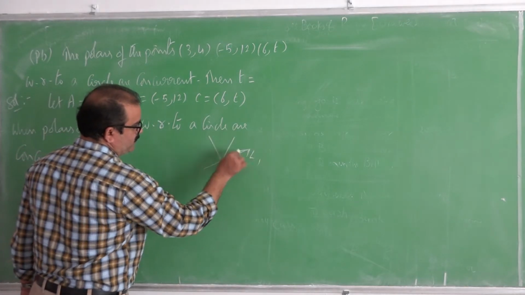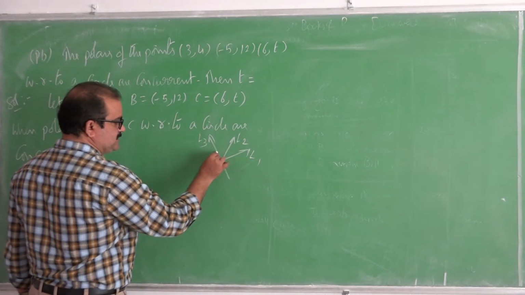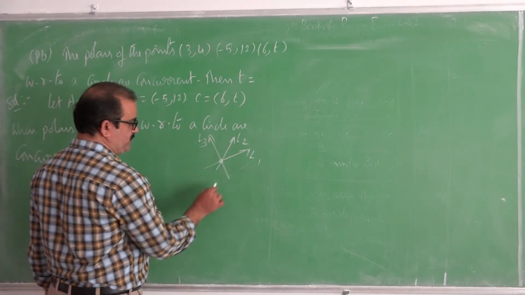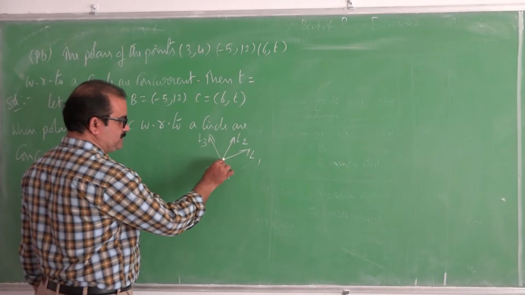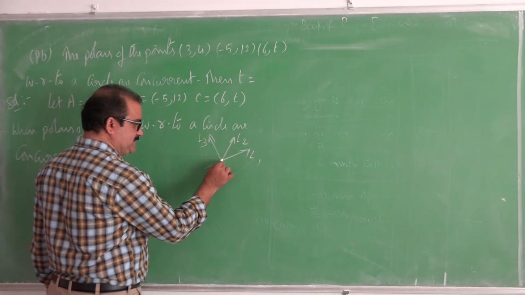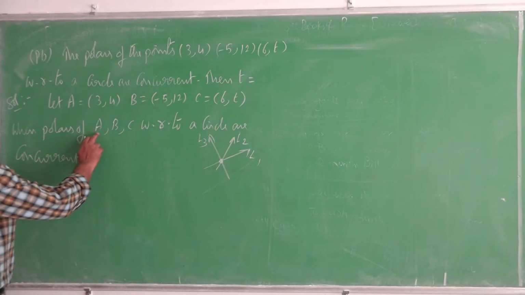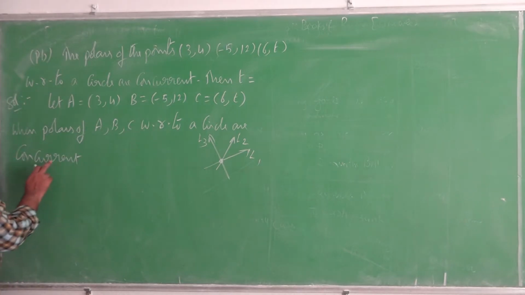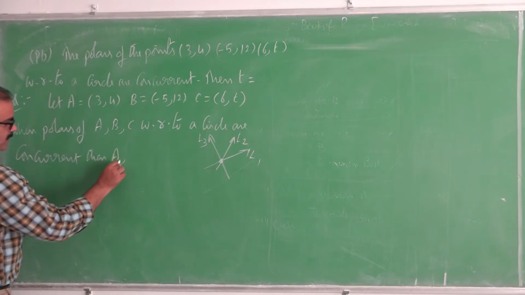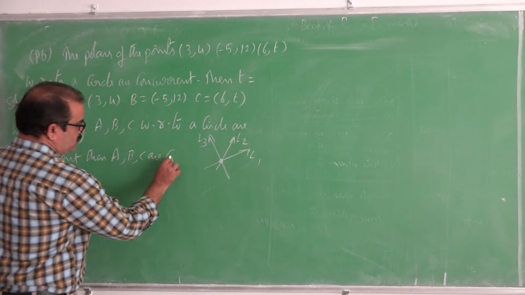Line 1 L1, line 2 and this is line 3. These 3 lines are said to be concurrent lines when these 3 lines pass through a single point, and this point is called the point of concurrence. If the polars of 3 points with respect to a circle are concurrent, then the points A, B, C are collinear.